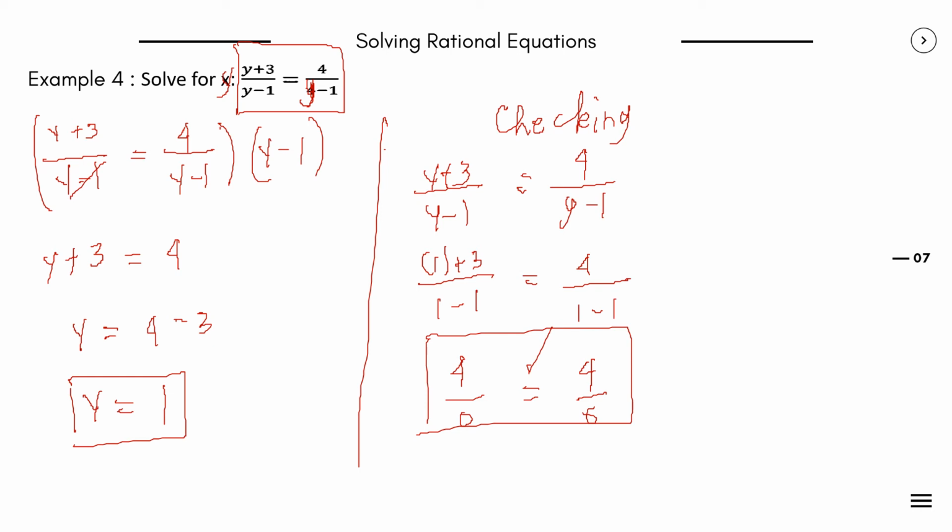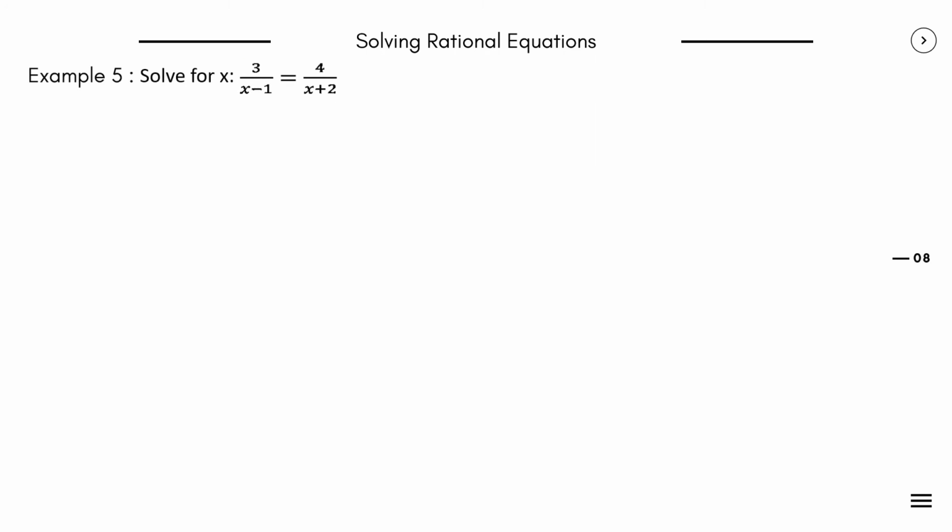Alright. Okay. So, let's move to the next one. Ay eto. Eto yung sinasabi ko kanina. So, if our denominators are not the same, ayan, paano yan? So, let's find out. Let's solve for the x. So, 3 over x minus 1 is equals to 4 over x plus 2. So, divide nyo lang siya. Ang magiging LCD ngayon natin is x minus 1 and x plus 2.